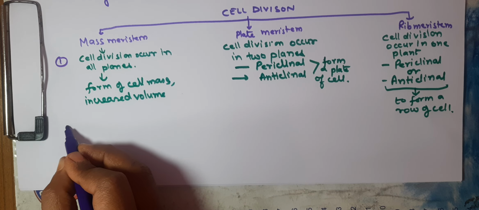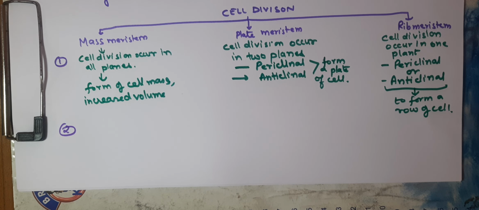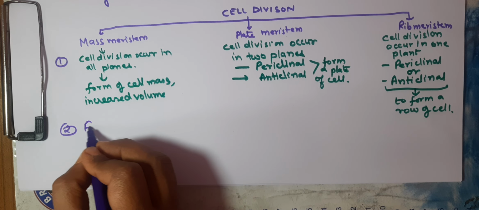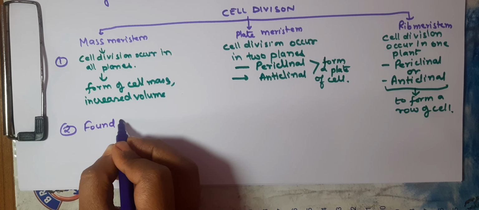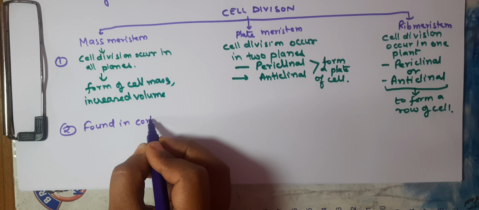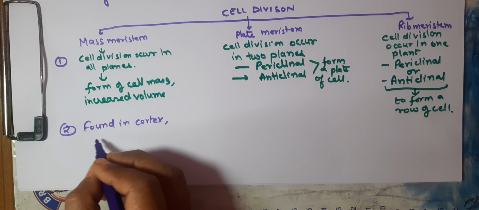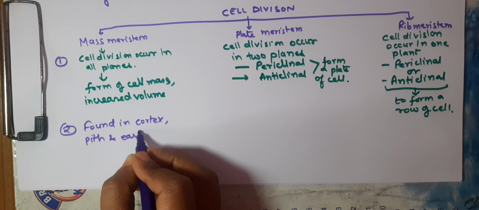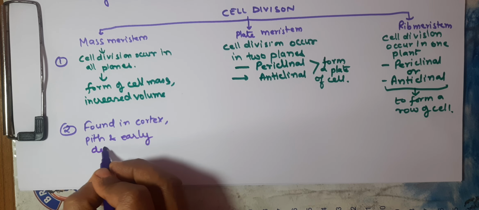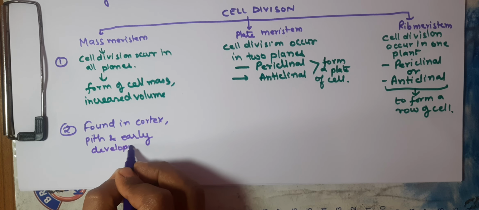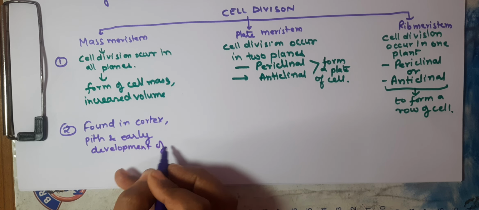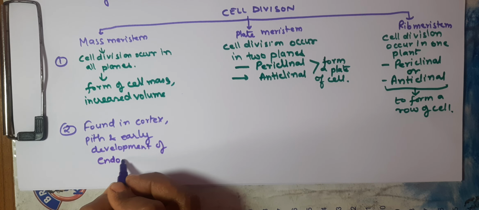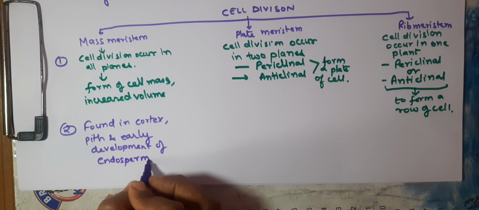Okay. So the second point is where the mass meristem is found. It can be found in the cortex, pith, and early development of endosperm.